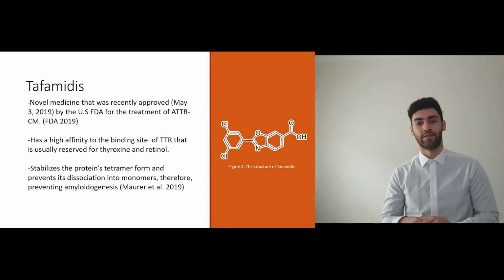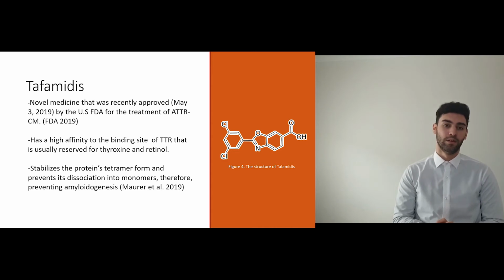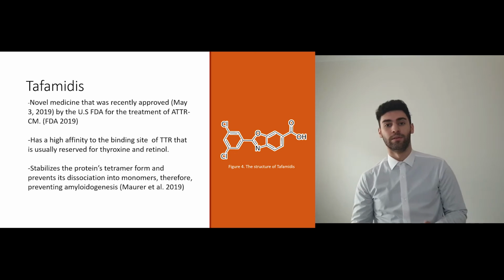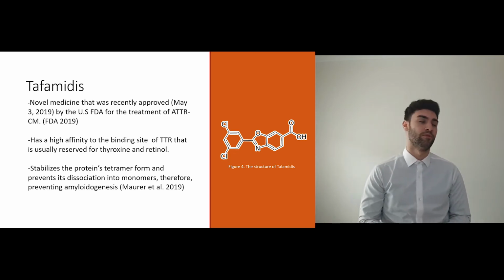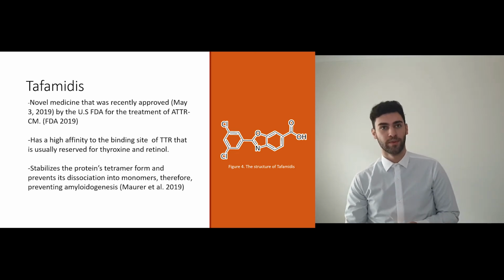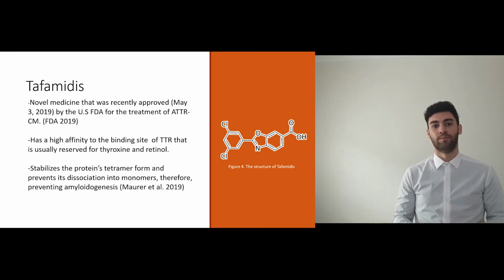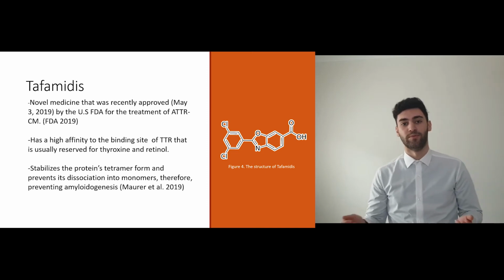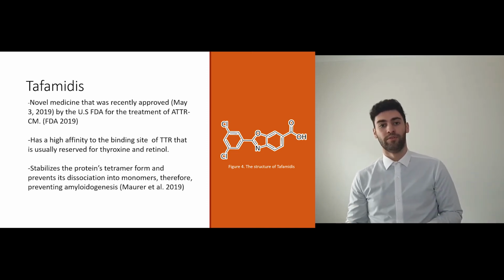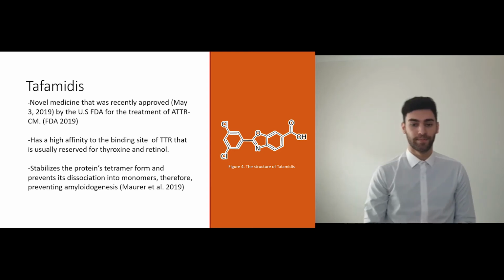Luckily, a new medicine called tafamidis was recently developed and approved for the treatment of the disease. This medicine has a high affinity for the binding site of TTR, which is usually preserved for the transportation of thyroxine and retinol. This medicine stabilizes the tetramer form of the protein and prevents its dissociation into monomers. And by doing this, it prevents all the other resulting consequences of the misfolding.